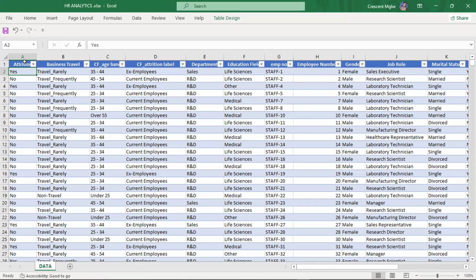So let's do that. The first column here is talking about attrition. And here you're seeing yes, no, yes, no. So what is this attrition about? Attrition is a term in an employment setting or a business setting that talks about the rate at which staff or employees in an organization leave that organization over a period of time, usually a period of 1 year. It could be quarterly, it could be monthly or yearly.